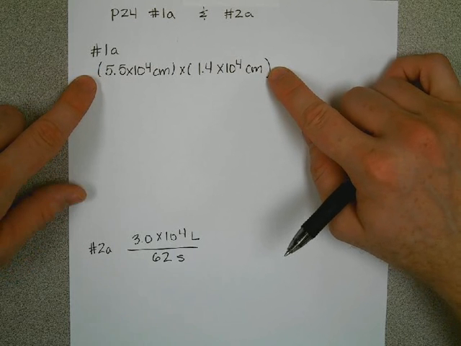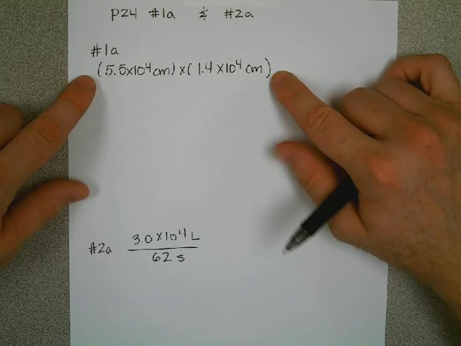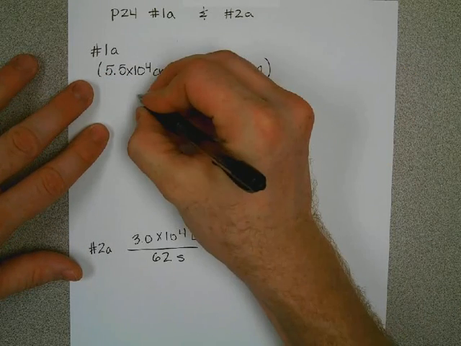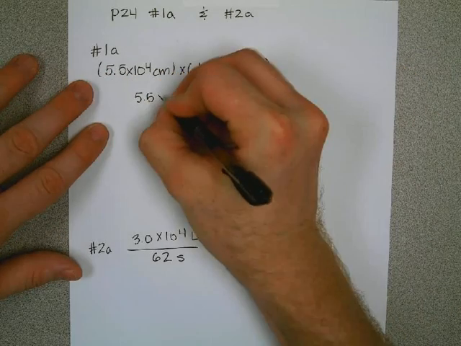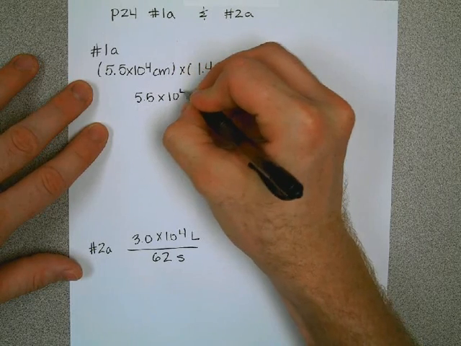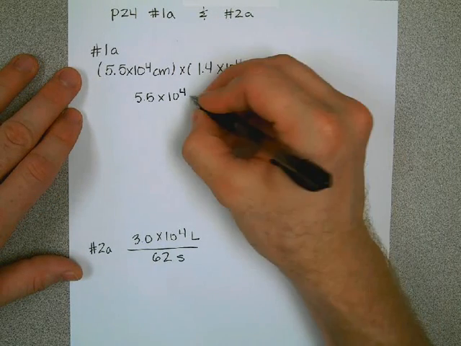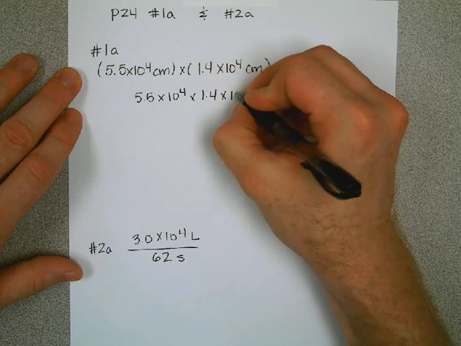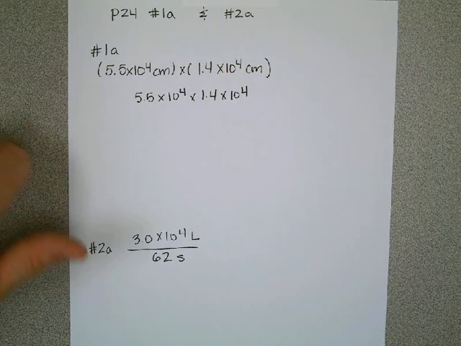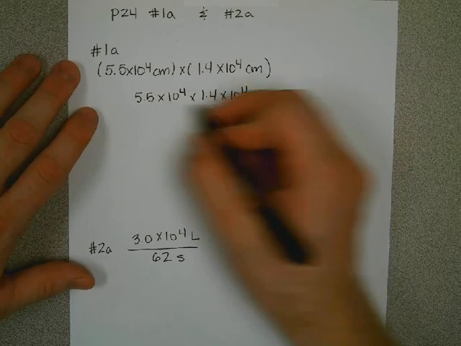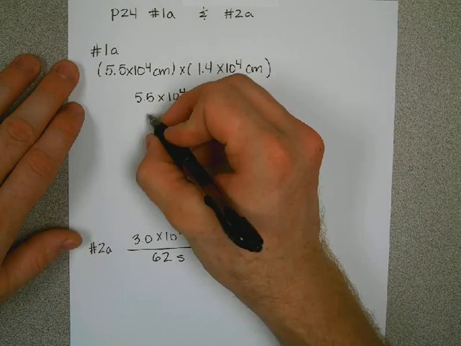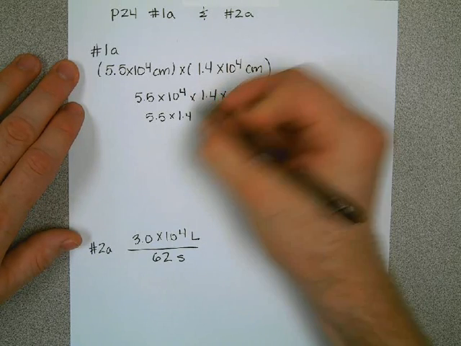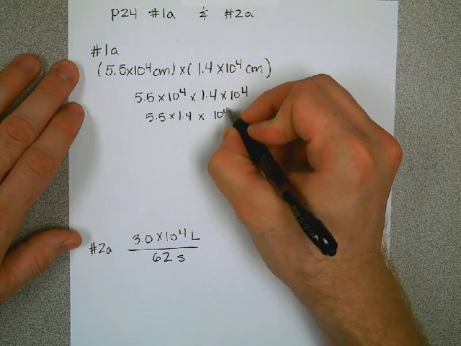Second thing we have to do is determine what we're going to do in here. So now that we know what's going on with the units, we can get rid of those and make them less confusing, and just write out a math problem here. We got 5.5 times 10 to the fourth times 1.4 times 10 to the fourth. The next step that I take is I take my 5.5 times 1.4 times 10 to the 4th times 10 to the 4th, sorry.